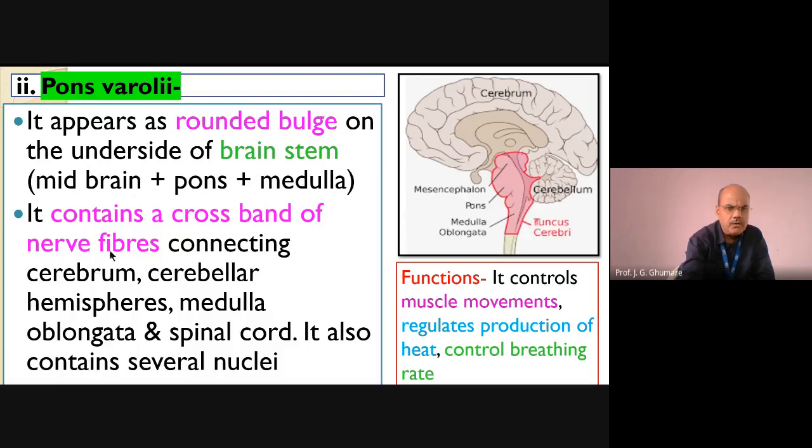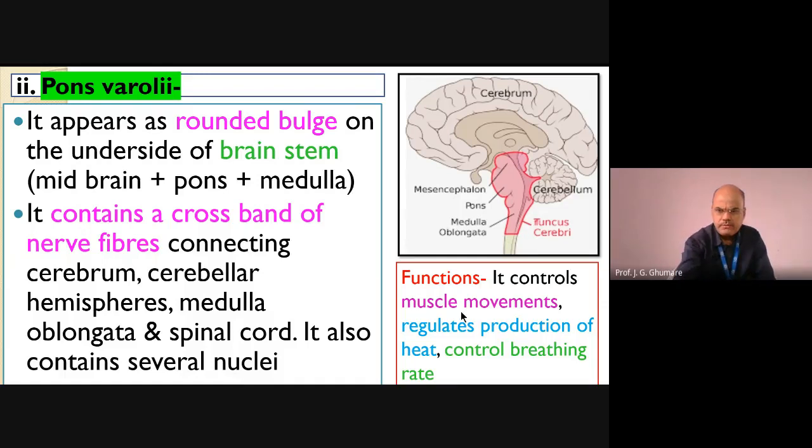This is a round bulge. What does it contain? It contains cross bands of nerve fibers connecting the cerebrum and cerebral hemispheres, the cerebellum, medulla oblongata, and spinal cord. So all these nerves starting from here go to the spinal cord through this particular portion called the pons varolii. Even it contains several nuclei, the gray matter forming the nuclei.